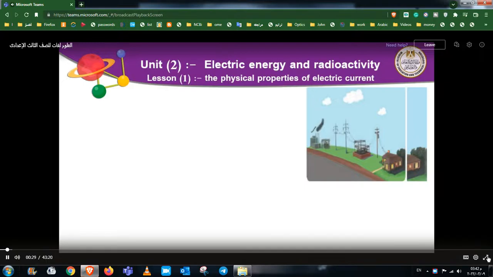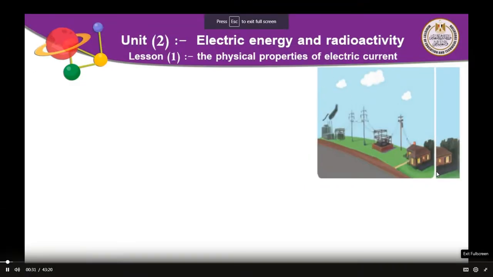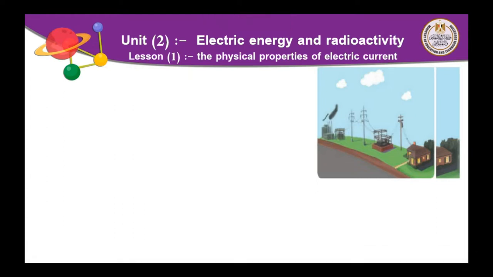One of the very important forms of energy is called electric energy and radioactivity phenomena. We will start with lesson 1, which talks about the physical properties of electric current. What are the objectives which we would learn from this lesson?